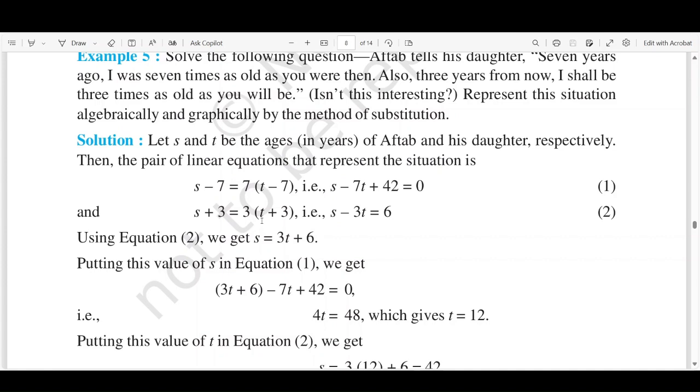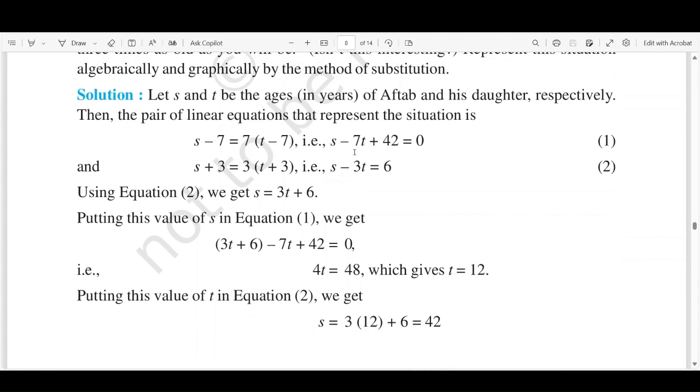When you have these two equations, you have to take the simplest equation. Here the simple one is S minus 3T equal to 6. Now if you rewrite this equation, S equals 3T plus 6. Now we have represented S in terms of T. And if you substitute this S value in the first equation, wherever S comes you replace it with 3T plus 6, we are left with one equation in one variable. So it is easy for us to solve.